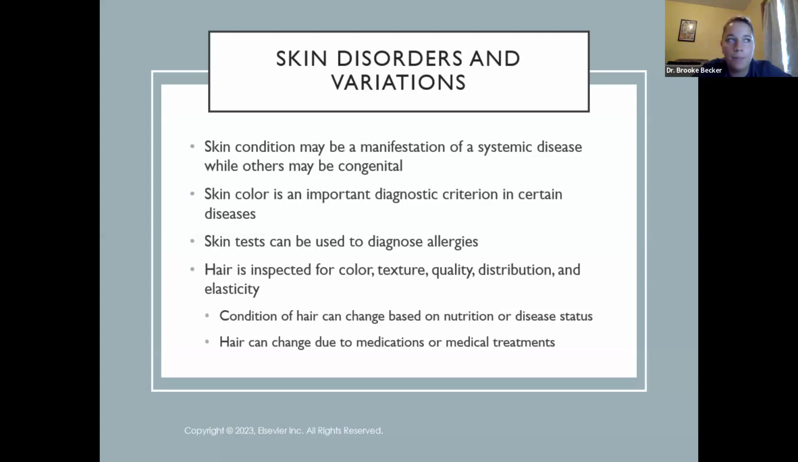Okay, so there's various skin conditions. Usually it's a sign of a systemic disease process that's happening. And some of them are congenital, so some kids are born with them. Skin color is obviously an important thing to monitor when you're doing your assessments as well, okay?